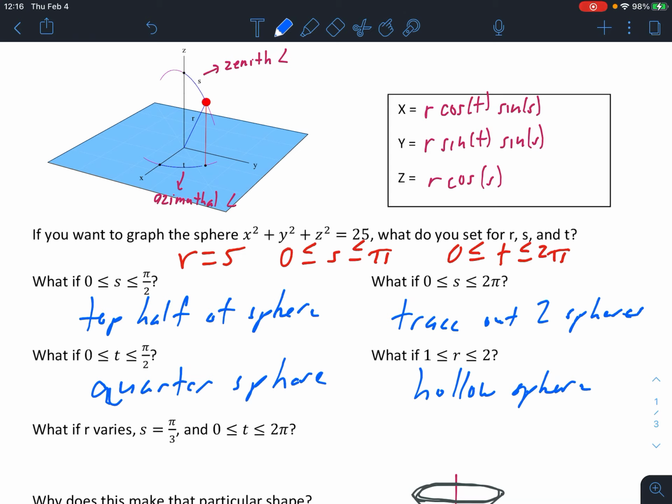All right, separate question here. What if we let r vary, but we hold s steady at pi over 3, but we let t go all the way around from 0 to 2 pi? So the key here is that s is steady. s is steady at pi over 3. So that is going to make this a cone.